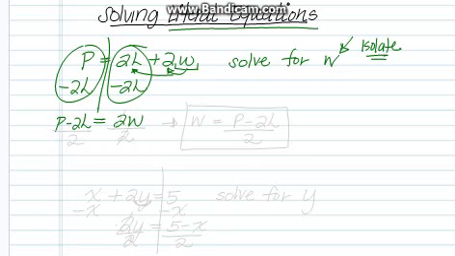That's P minus 2L is equal to, those are gone, 2W. Now the last thing, 2 is being multiplied by W, so to undo that we will divide both sides by 2, which leaves us with W is equal to P minus 2L over 2.